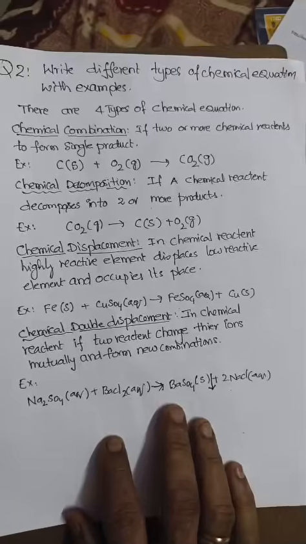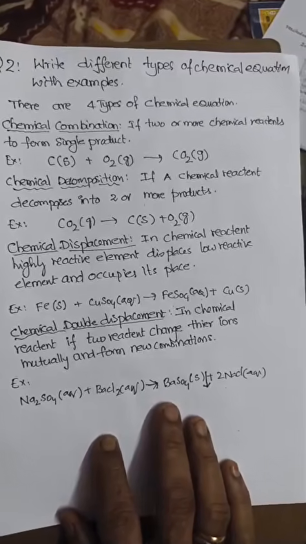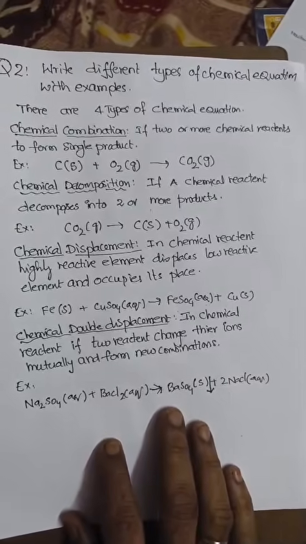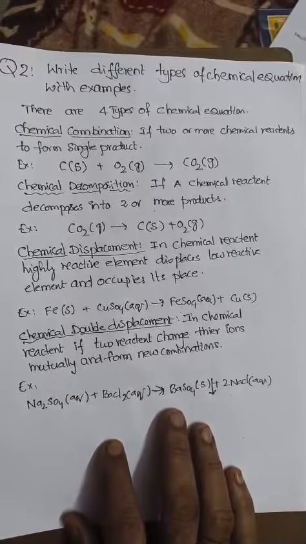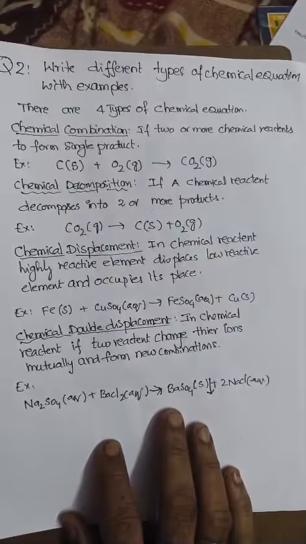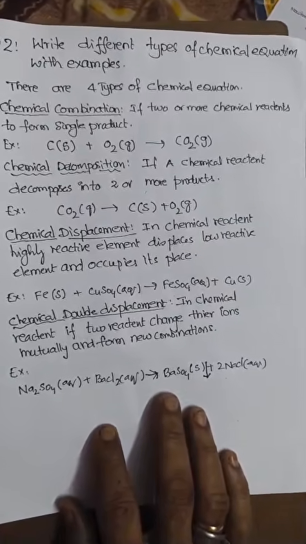Combine means together. If two or more chemical reactants form a single product, that is chemical combination. For example, carbon plus oxygen combines together to give carbon dioxide. Don't go for very high-level examples; you can give simple examples. Carbon plus oxygen gives rise to carbon dioxide.